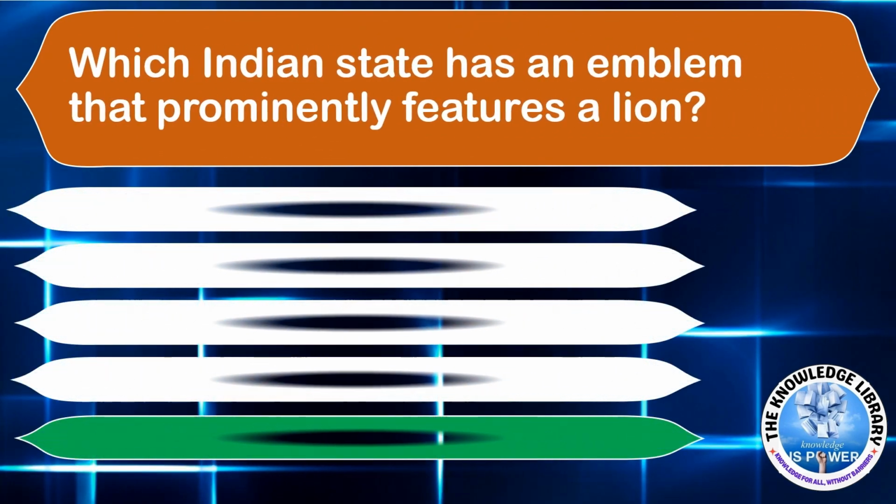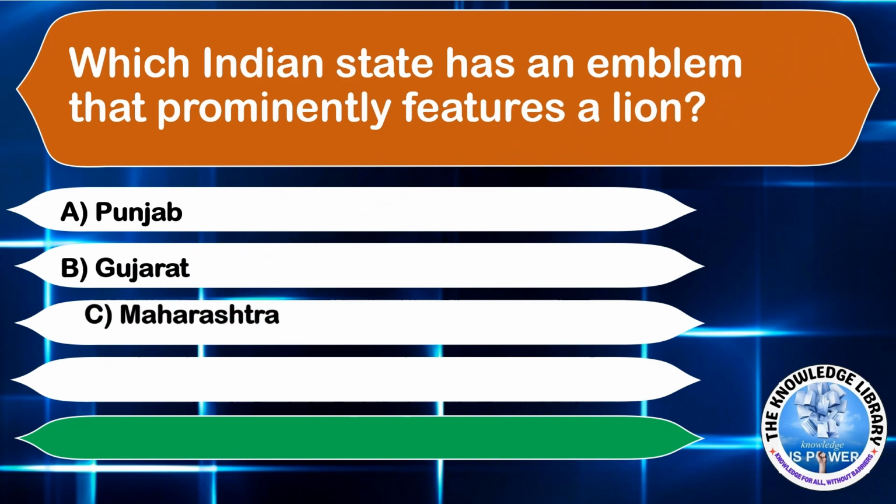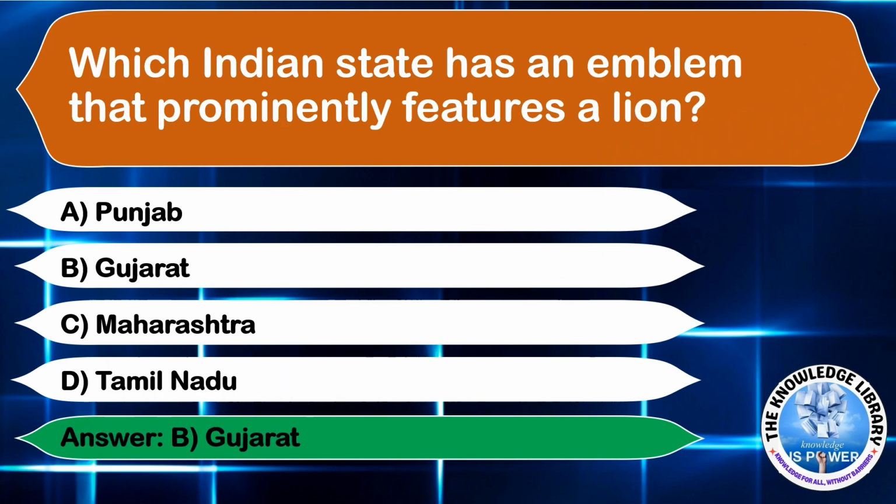Which Indian state has an emblem that prominently features the lion? Option A, Punjab. Option B, Gujarat. Option C, Maharashtra. Option D, Tamil Nadu. The correct answer is option B, Gujarat. Move on to the next question.